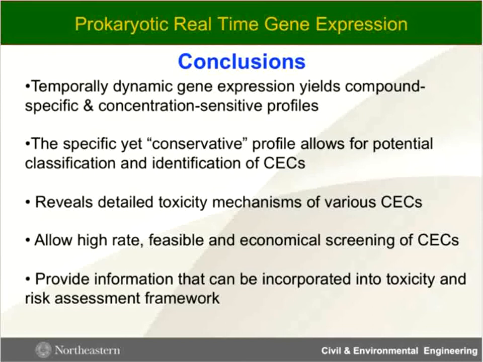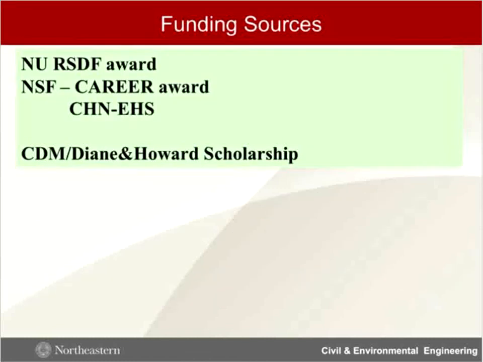What we learned is that temporally dynamic gene expression yields compound-specific and concentration-sensitive profiles. We learned that the specific yet conservative profile allows us to potentially classify and identify compounds. And we learned that this method allows us to reveal the toxicity mechanism or MOA of various environmental toxicants. It's relatively high throughput, feasible, and economical, and can allow us to screen larger numbers of compounds. And finally, we seem to be able to find or develop new endpoints that can be incorporated into the toxicity and risk assessment framework to work along with other toxicity information.